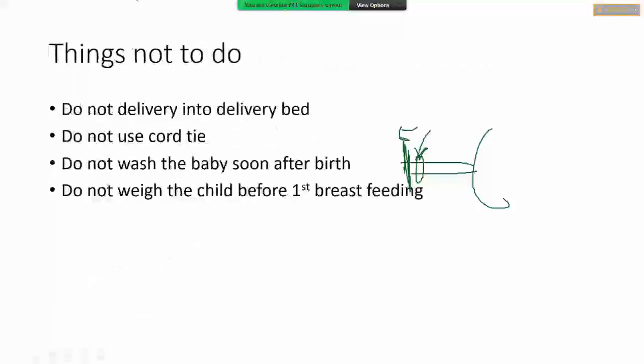Just keep in mind. And these are the things that should not be done while delivering the baby. Just go through the notes. Nothing more to explain. I have told everything.